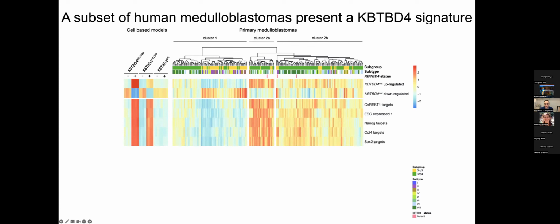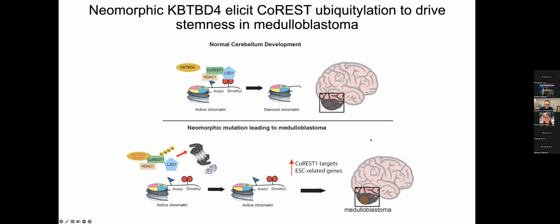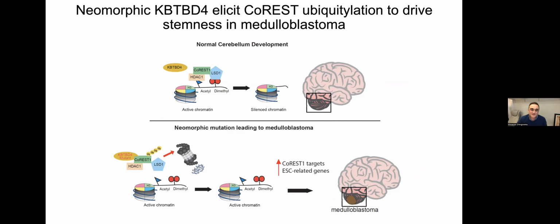And this corresponded also to a signature of stemness, because we observed an increase of NANOG and OCT4 as SOX2 targets. So I think our final model is that during normal cerebellar development, KBTBD4 is doing something else, which we don't know exactly what it is yet. And CoREST is able to exert this activity of transcriptional repressor to allow the differentiation of progenitors that then will populate the cerebellum.